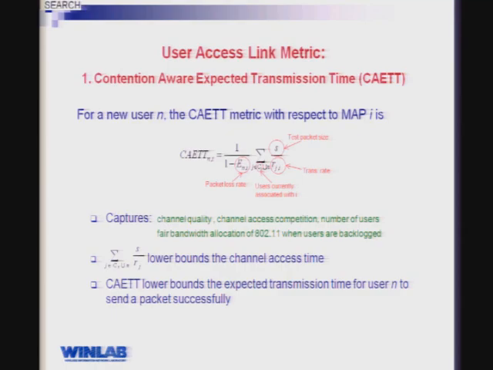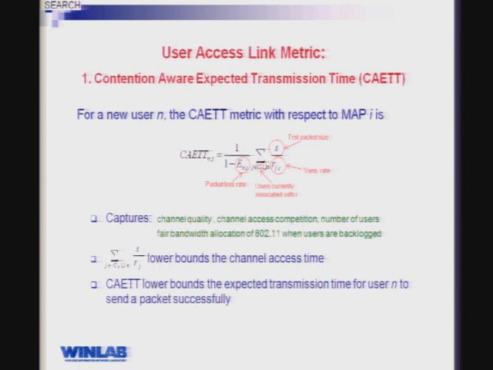So we do not consider the collision here. So this is why we just call it a lower bound. It's not the actual transmission time needed by user. It's just a lower bound without consideration of collisions between users' transmissions. So the loss rate is just having to do with the channel on a clear channel. Yeah.